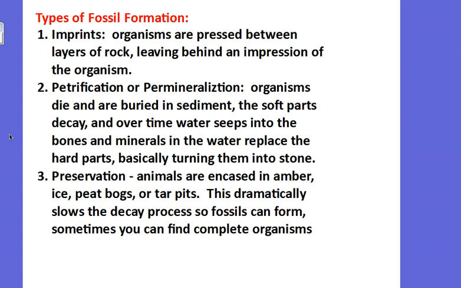A couple different ways that fossils form, again, we talked about the different types of fossils you can find. Sometimes you can get an imprint when organisms are pressed between layers of rock, and so there's nothing left of the organism itself, it just leaves an impression of it. Sometimes things can be petrified, or turned to stone, when they're buried in dirt, which eventually turns to rock. Water seeps into the bones and replaces them, and basically turns them into stone.